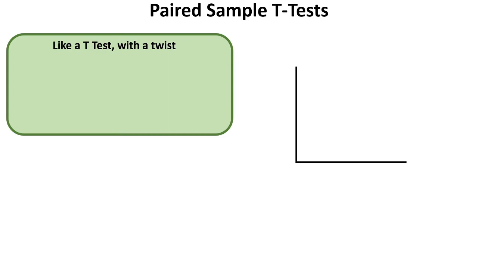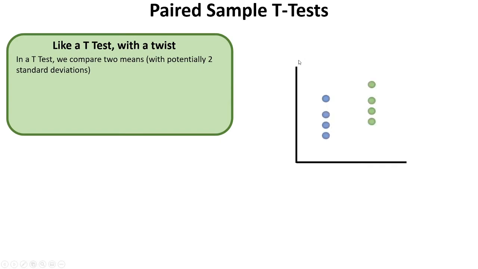So paired sample t-tests are exactly like the two-sample t-tests, but with a small twist. In a t-test, we compare two means with potentially two different standard deviations, depending on whether it's heterogeneous or homogeneous. So if we have one set of data here in blue and one set of data here in green, our t-test would be comparing the two population means using their parameters x bar and their standard deviation to try to tell whether or not the two population means are different from each other.